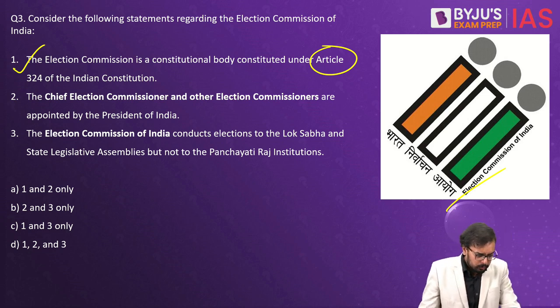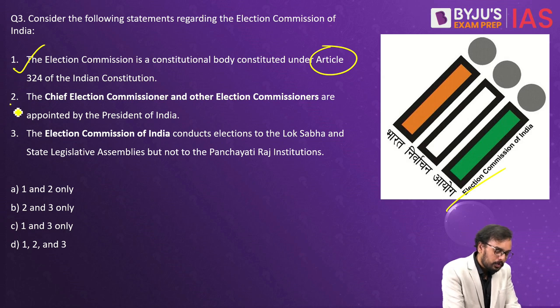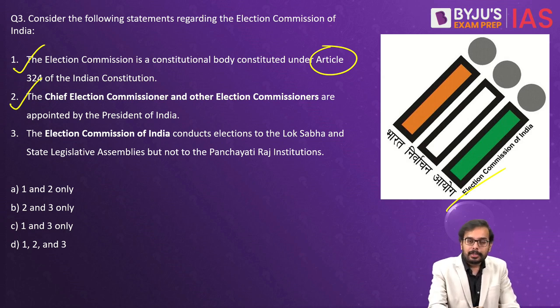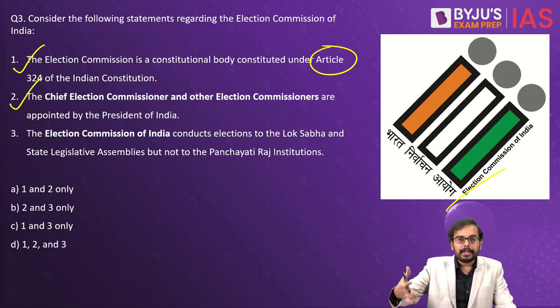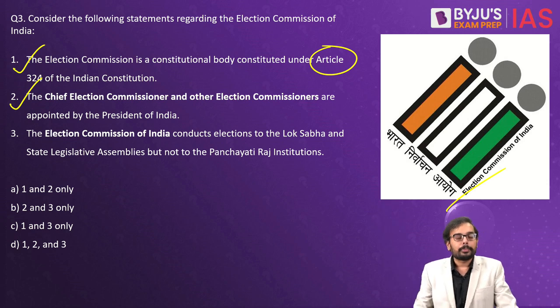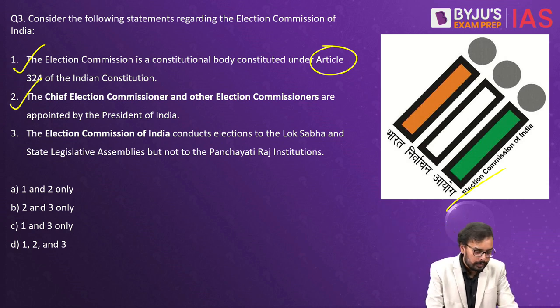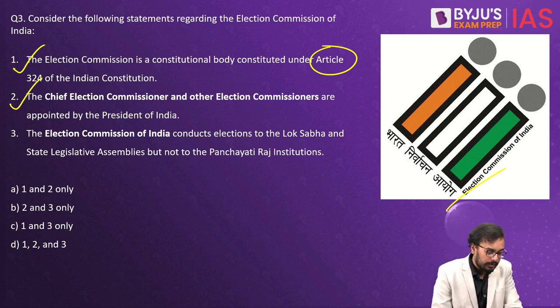What about statement 2? The CEC, the Chief Election Commissioner, and other commissioners are appointed by the President of India. Are they appointed by the President or the Prime Minister? They are appointed by the President of India. Yes, it is true, and don't get confused, it is not the Prime Minister. The Prime Minister along with two other members selects, but ultimately the Honorable President appoints the CEC and the Election Commissioners. So statement 2 is right.